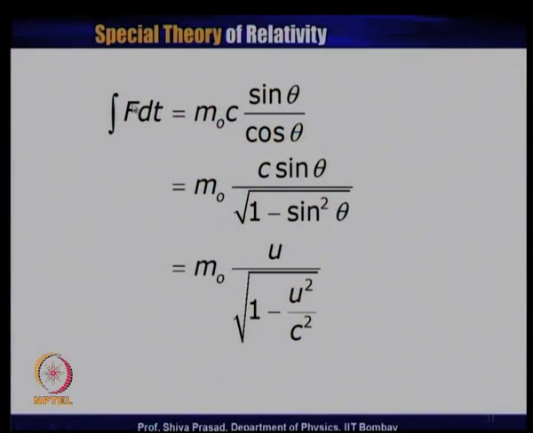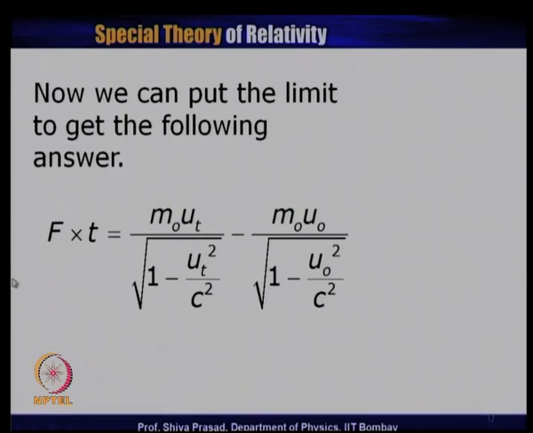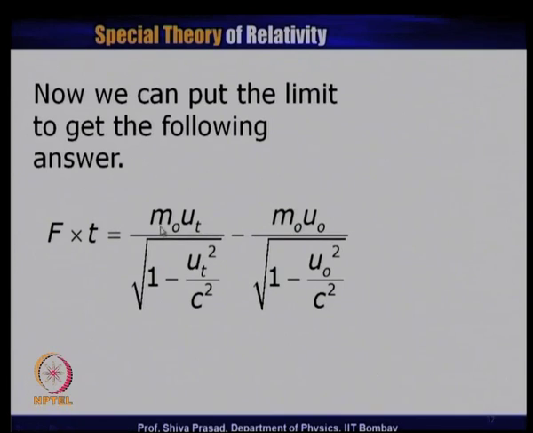Now we can put the limits. Our limits were from u naught to ut. So I take the same expression. I first put ut here, minus, then I put the limit u naught here. So f multiplied by t is m naught ut divided by under root 1 minus ut square by c square, minus m naught u naught divided by under root 1 minus u naught square by c square.